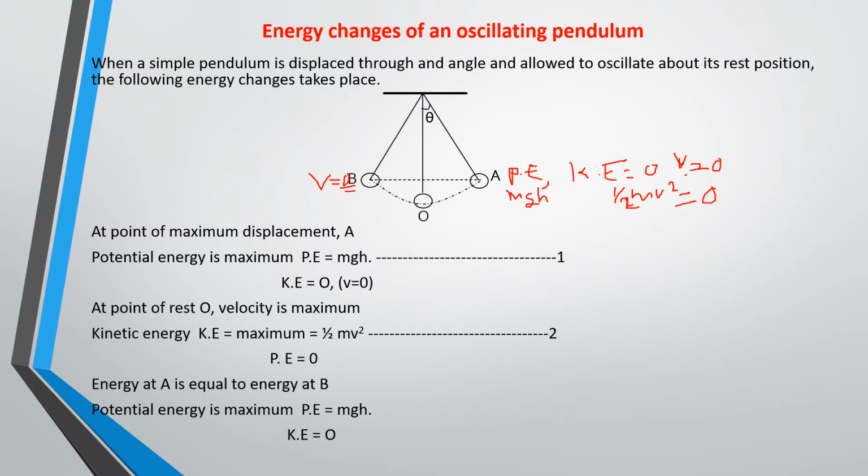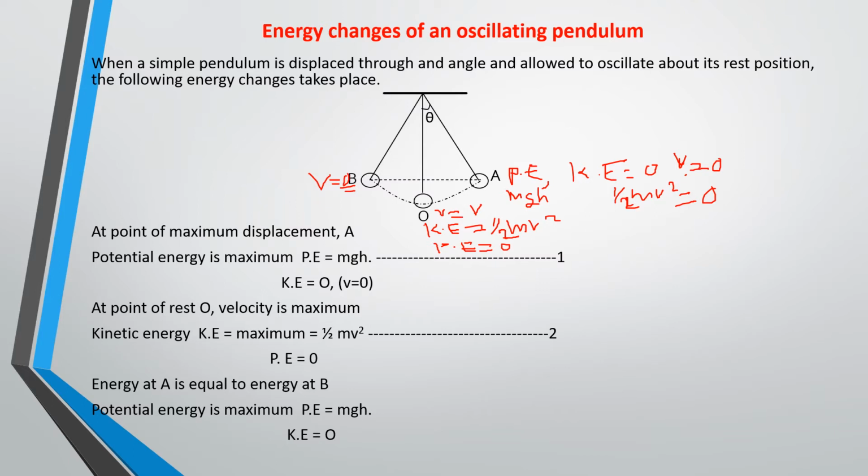Now, at point O, the object has maximum velocity. Velocity is equal to V. So, which means at this point, it has maximum kinetic energy. So, here, kinetic energy is equal to half mv squared, and potential energy at this point is equal to what? 0. Potential energy at this point is equal to 0.